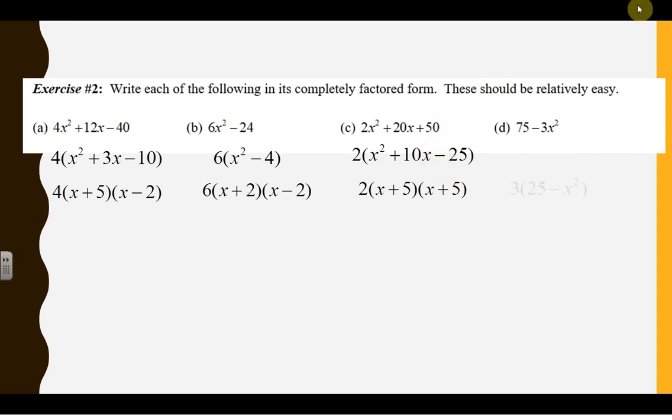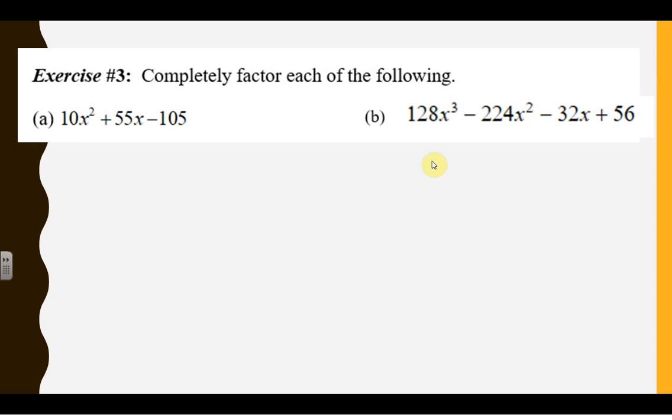Number D. Take out a 3. Difference of perfect squares: 5 plus x and 5 minus x. It's okay because you know how to do this. We even spent like 3 days before Christmas break making sure that you knew how to do this. You could write it like that, fancy, if you wanted to. All right, completely factor.